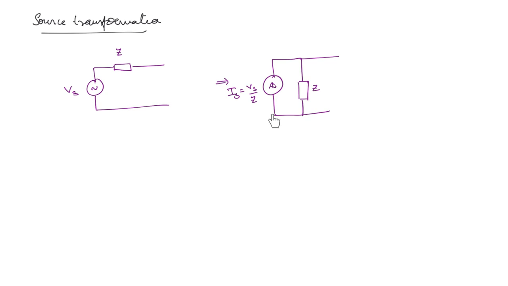What about if you want to get the other way round? In that case, what will be the value of Vs? This will be equal to Is into Z.